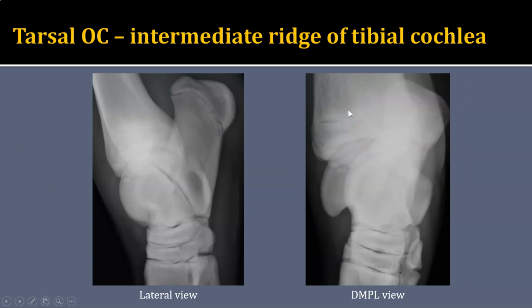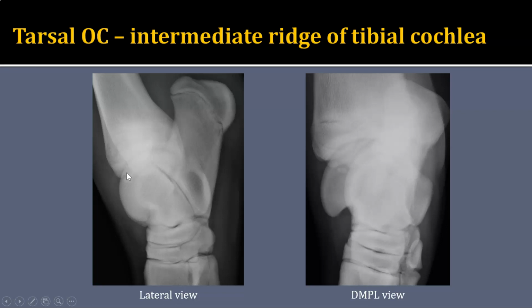Here is that same patient. This is our DMPL view. So for the intermediate ridge of the tibia, the DMPL is a very important view. This patient has a lateral view to the left of the image. We can also identify that intermediate ridge of the tibial cochlea on the lateral view.